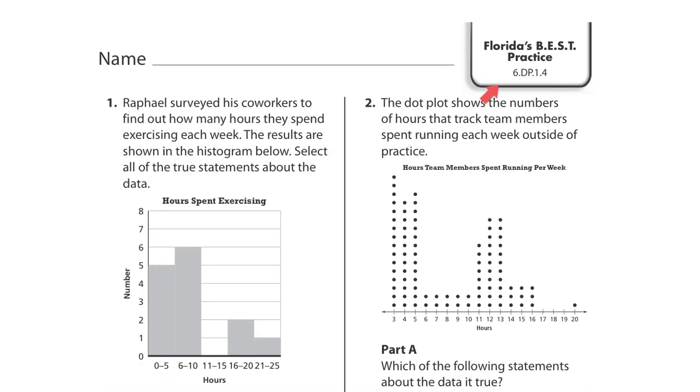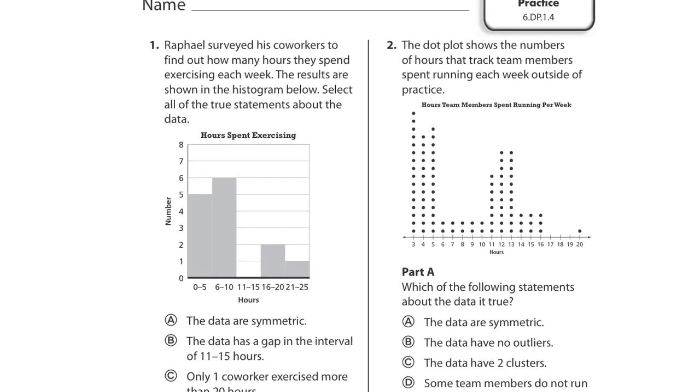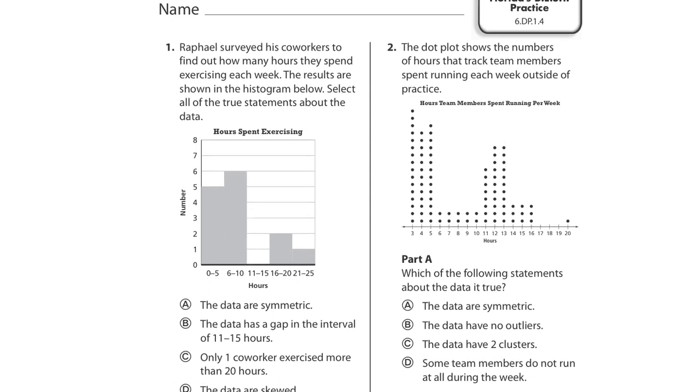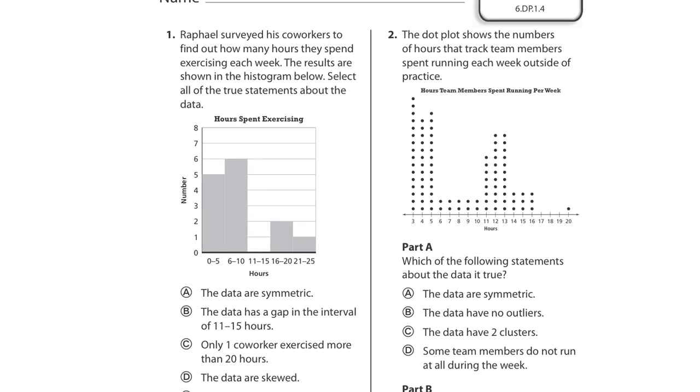Now let's go to DP 1.4, and we're going to answer problem number 1. Okay, so 1 says Rafael surveyed his co-workers to find out how many hours they spend exercising each week. So this is about exercise in hours. The results are shown in the histogram below. Select all the true statements.